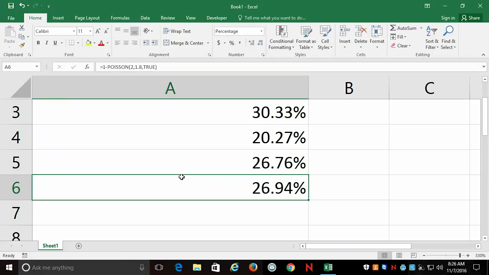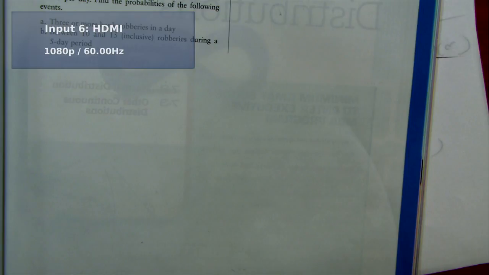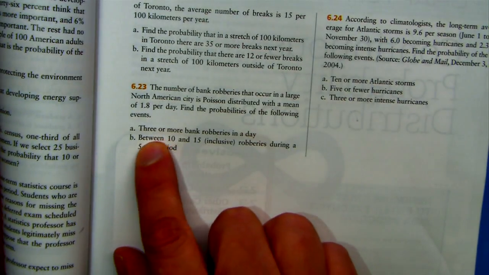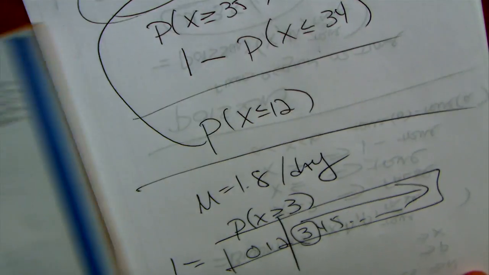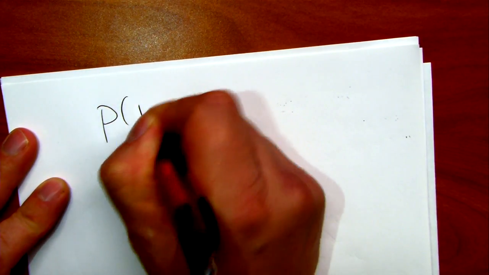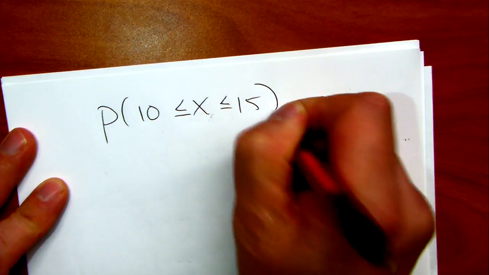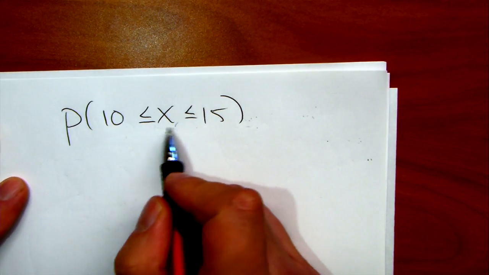Now, I like this next one because it forces me to do a couple things that I haven't done yet, at least not in this little video. It says, part B, between 10 and 15 inclusive, that means it includes the end, during a 5-day period. So a couple things I have to do. Let me get a blank piece of paper. So I want between 10 and 15, that's my x, inclusive. That means I need to include the endpoints. That's why you see that less than or equal to.